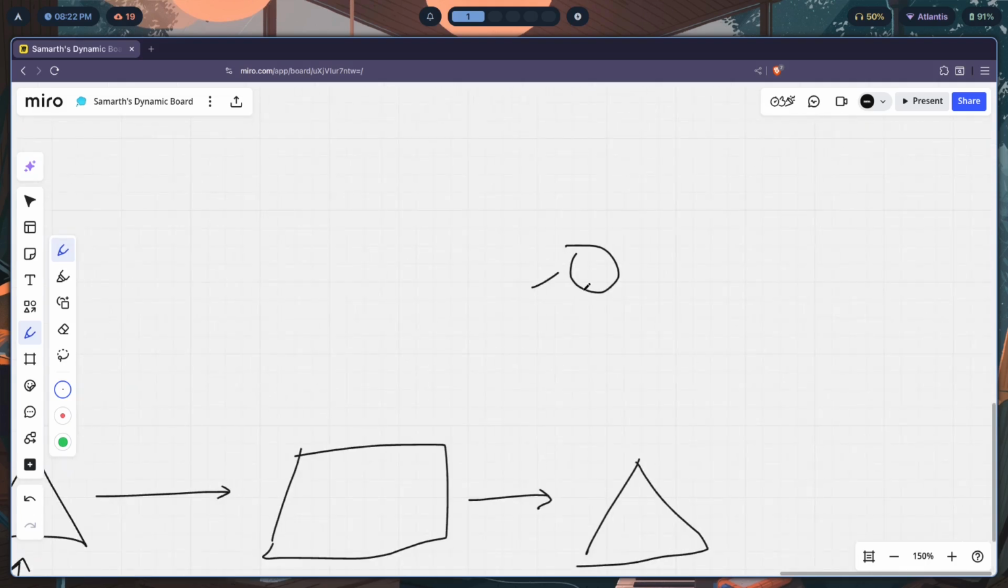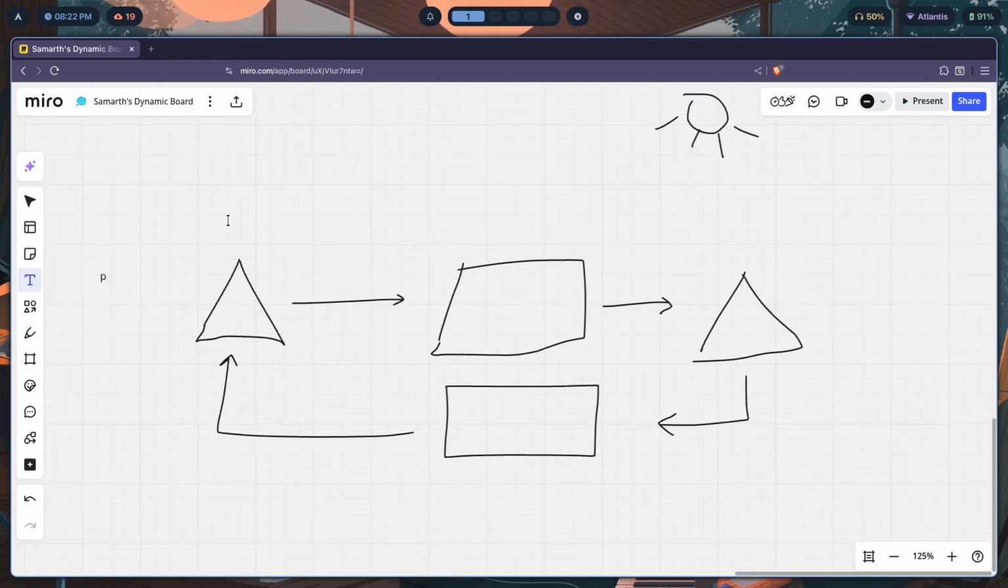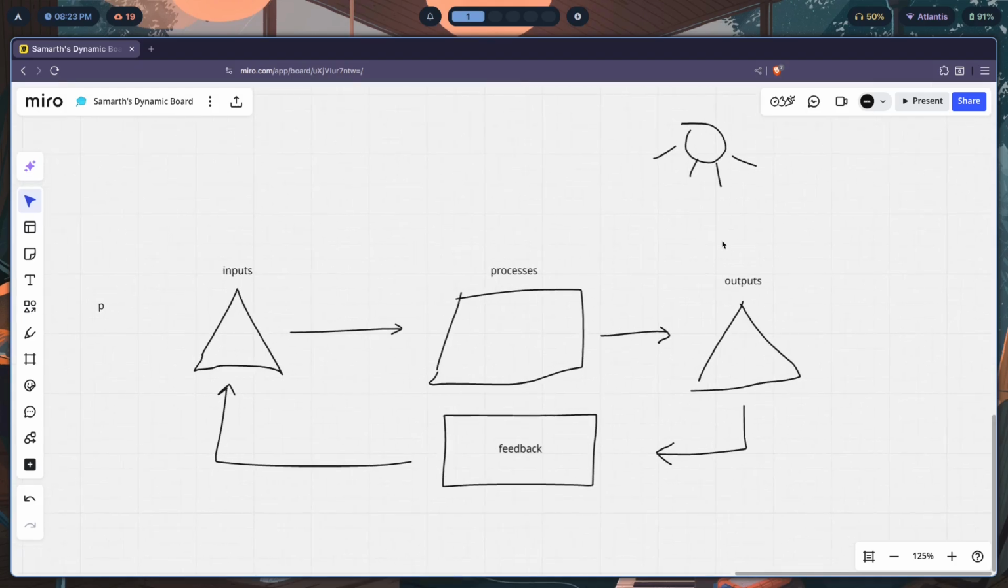Here we have what's known as the environment. Now, for any system, we have inputs, which is going to be this first triangle, and then we have processes, which is going to be this parallelogram, and then we have outputs, and then we have feedback. So this is how any system operates. And of course, all of these interconnected parts of the system operate in what we call an environment.